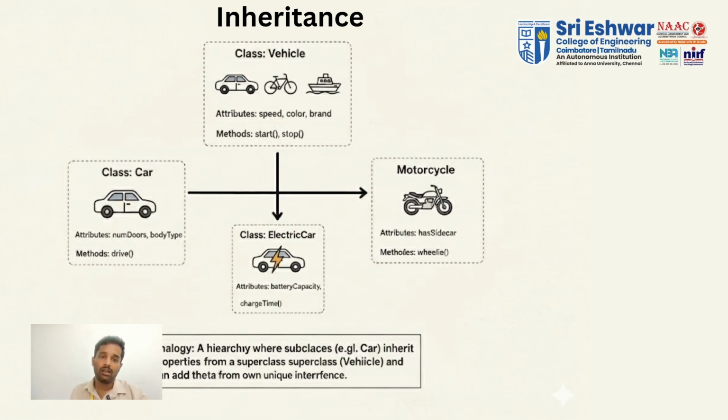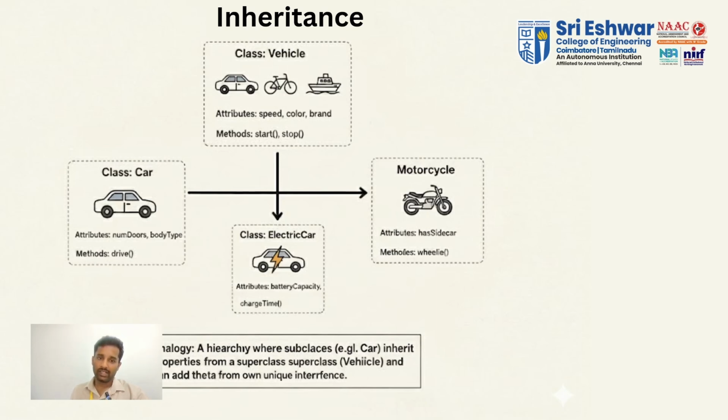For example, we can take the class vehicle. Vehicle in the sense car is also a vehicle, cycle is also a vehicle, ship is also a vehicle. What is the use of vehicle? It is used to transport. For transportation we are using the vehicles, right? So all of these things, car, bike, cycle, ship, all have the same attributes called speed, color, brand, and methods called start and stop. The attributes and methods are the same for all.